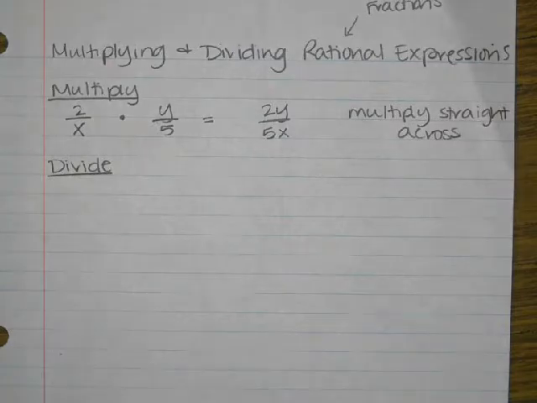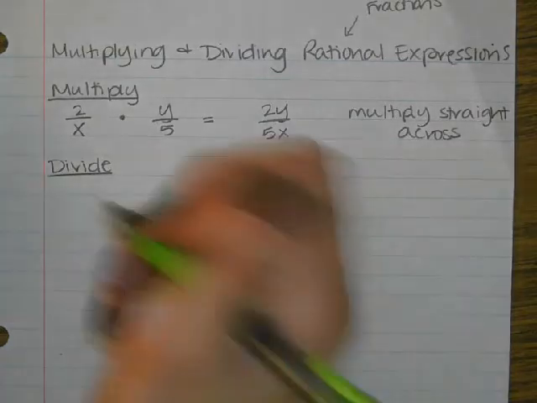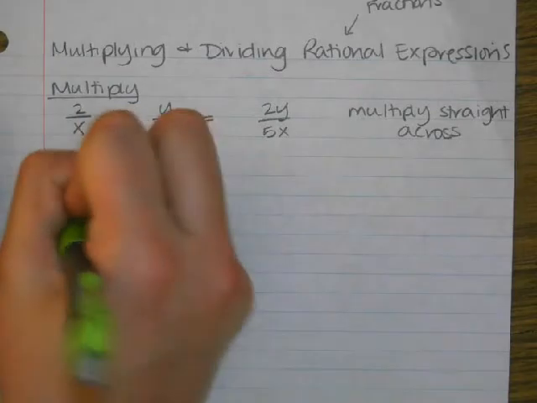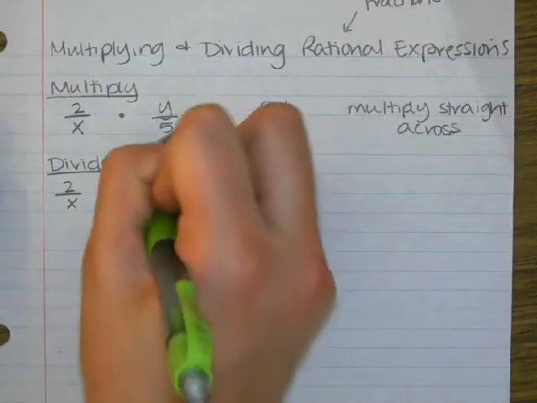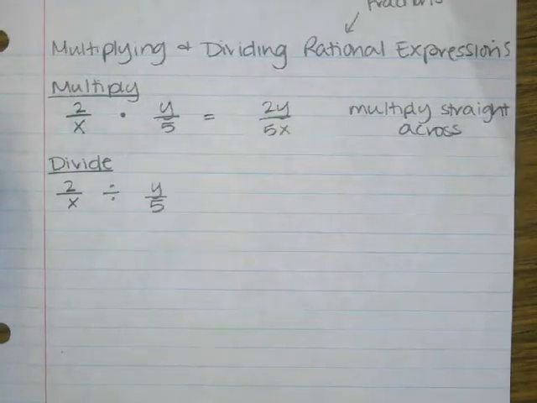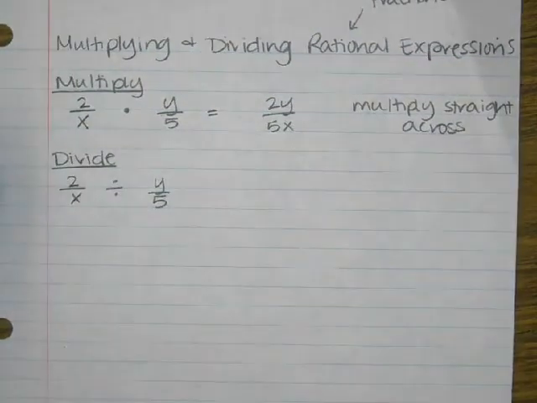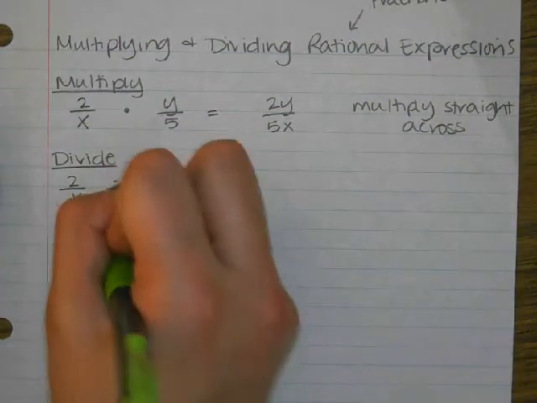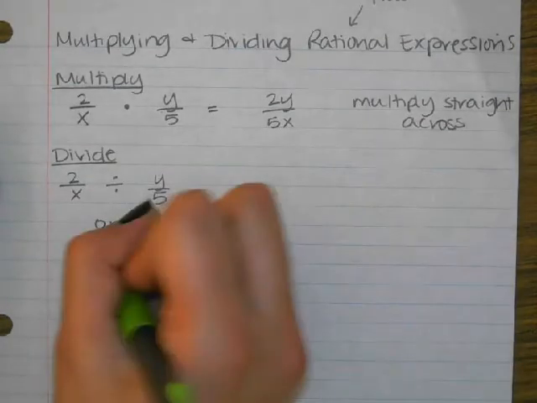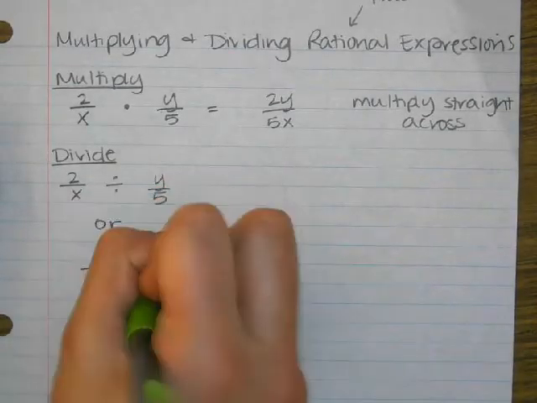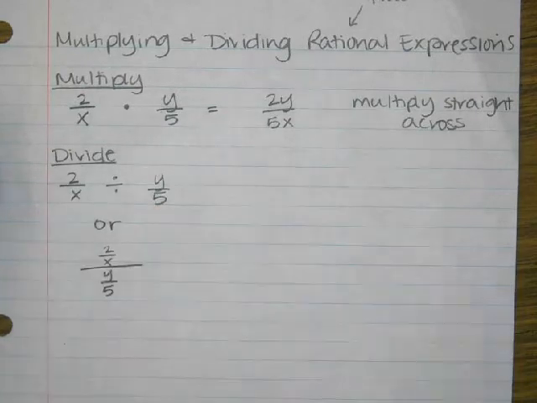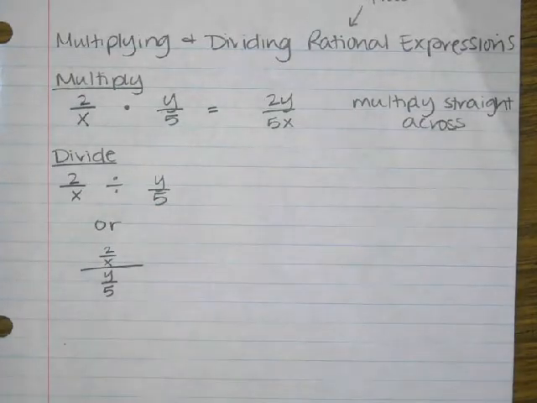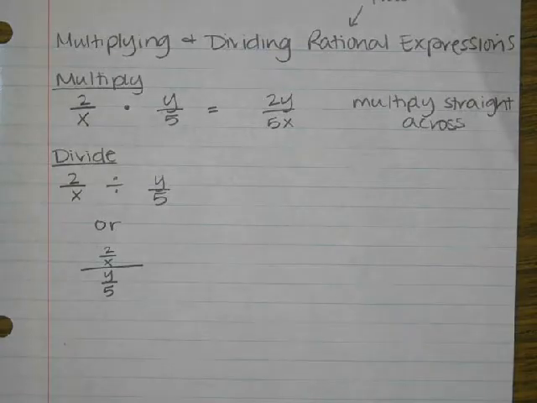Dividing fractions. So let's say we had 2 over x divided by y over 5. There's another way to write that, where they might write it as a fraction over a fraction. Two different ways of writing the exact same thing. Yeah, a fraction over a fraction, not so fun. So 2 over x divided by y over 5.